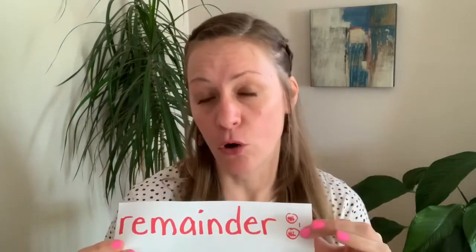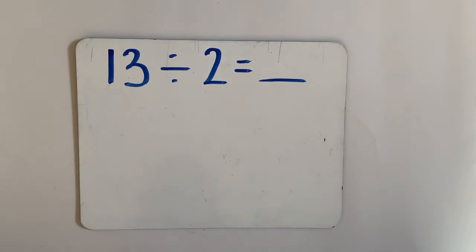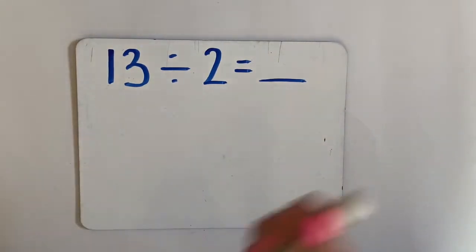And the remainder could be more than 1. That's just for my example. Also, your next Brain Pops you're going to watch after the next couple days is about remainders and what happens if there's 1 left over when you're dividing. Now I've got another question here. It says 13 divided by 2. So I just need 2 groups.